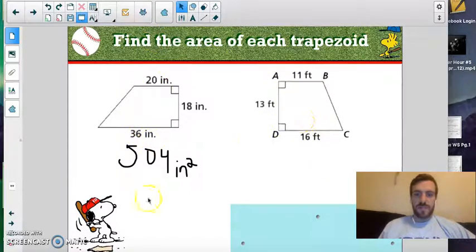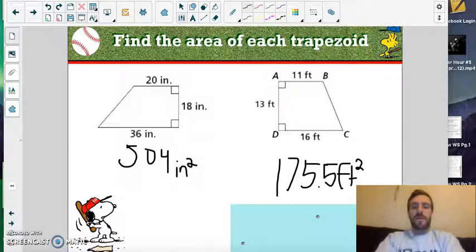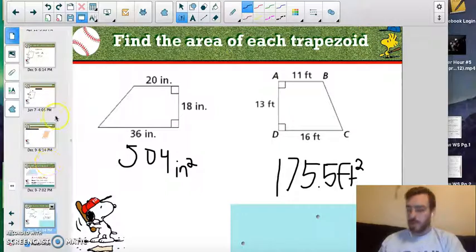Now this one over here, again, pause, try on your own, and then come back. So for this one, you should have got 175.5 feet squared. This is going to be 6.5 height times 1/2 times 27. That's how you get that one.